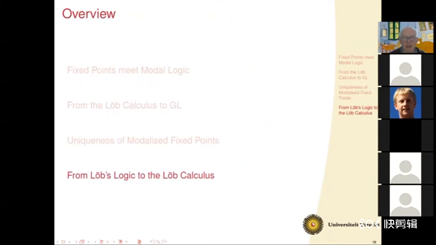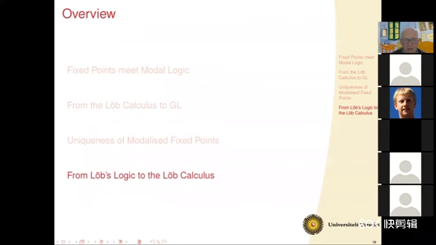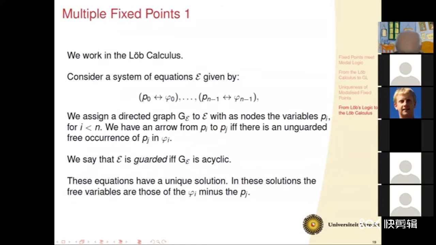Okay, let us proceed. I went a bit faster than I thought, so now we can try to do this quite slowly. Now we want to move back from Loeb's logic to the Loeb calculus, but what I'm going to do is to move backwards. I will start with the Loeb calculus and then prove to you that not all fixed points are needed. We do not need all modalized fixed points. I will first show you that we only need fixed points of a very special form. And in the second step, I will show you that we can also throw the fixed points of this special form away.